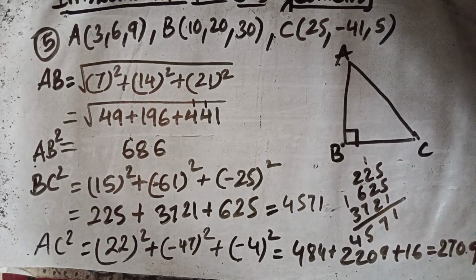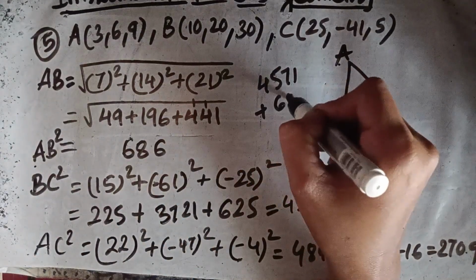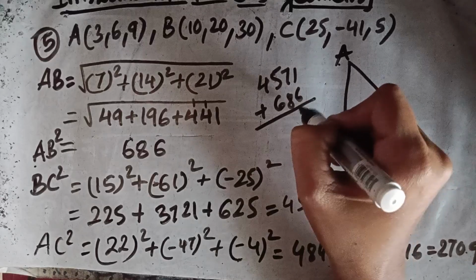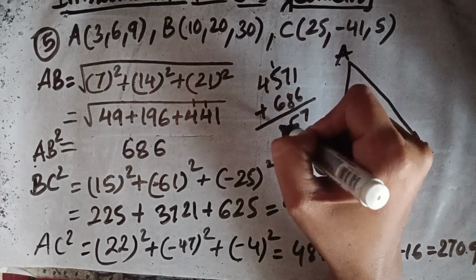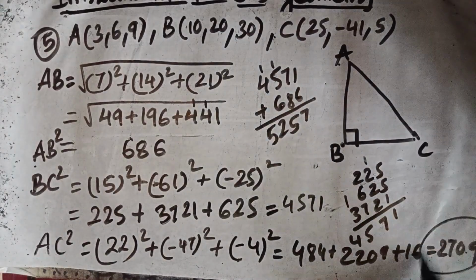Check whether AB square plus BC square is equal to AC square. Five two five seven, and this is 2709. So this is not a right angle triangle.